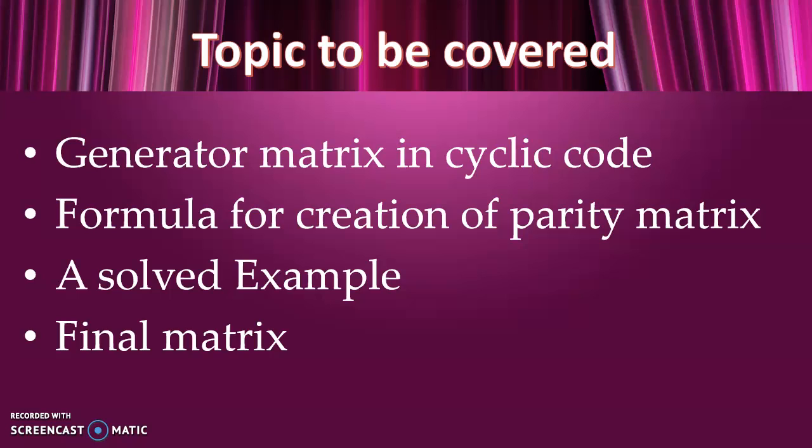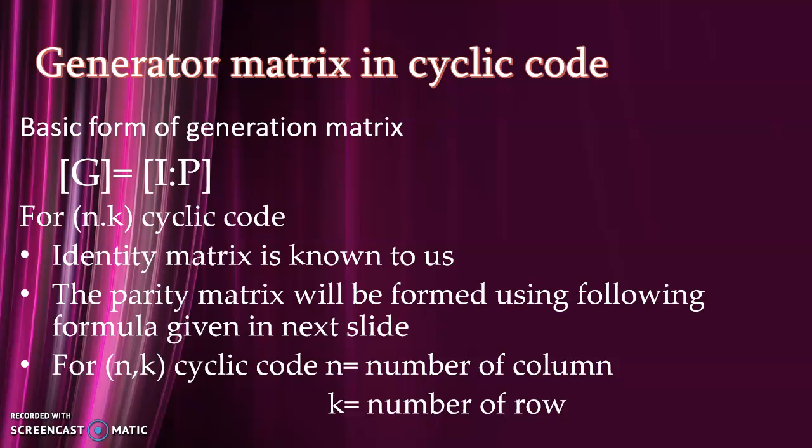Along with that, we have started another topic which will be further discussed in your second material. So first one, generation of generator matrix for the cyclic code. As we know, the generator matrix of cyclic code consists of the combination of identity and parity matrix for an (n,k) cyclic code.